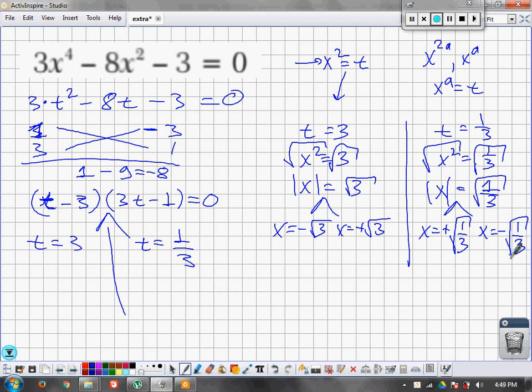Remember that for this kind of question, we also write the solution set, especially if there are many results, which is minus square root of 1 over 3, plus square root of 1 over 3, and minus square root of 3, square root of 3.